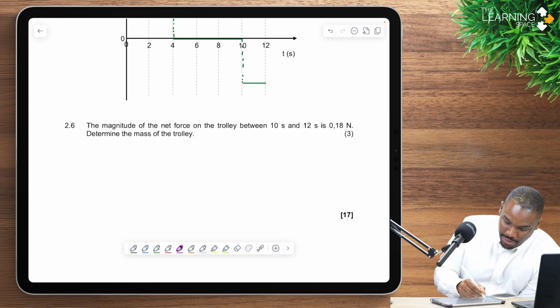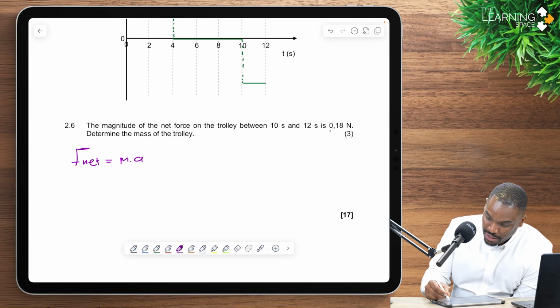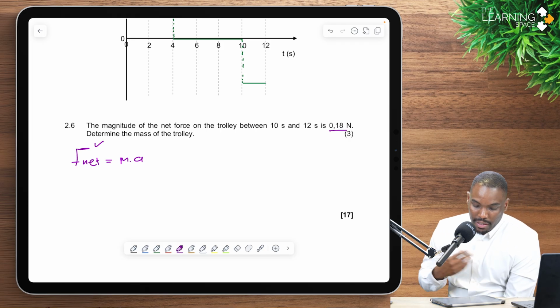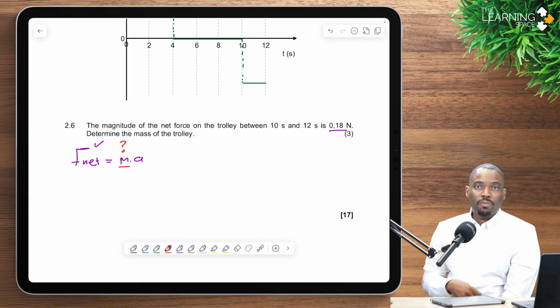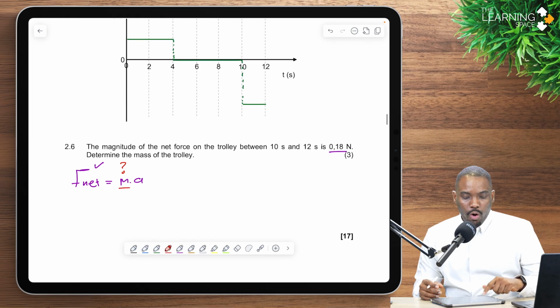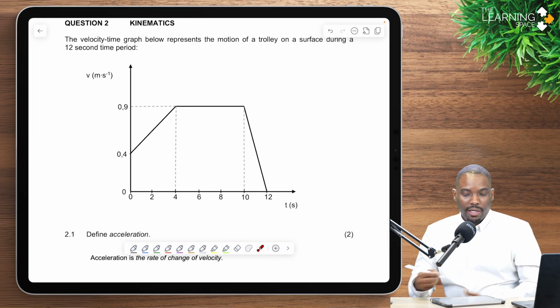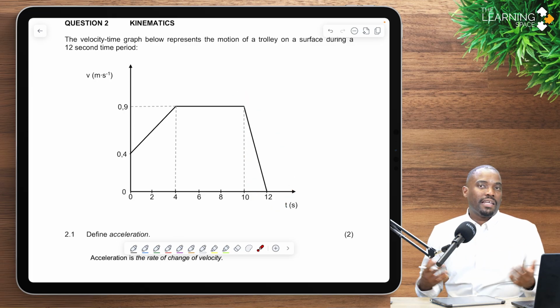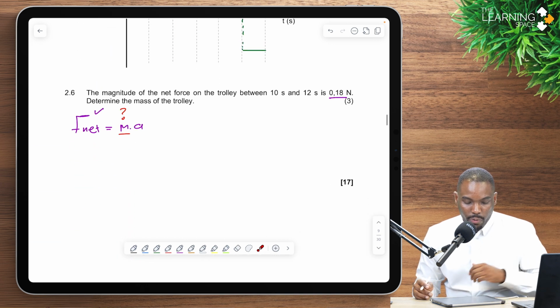So we can jump in here and then say F net is equal to m times a. We were given the net force right there, 0.18, so we've got that. The mass of the trolley is what we're trying to solve, so we're going to leave that as our unknown. And then the acceleration is something that we can work out. The same way we worked out acceleration for the first part of our graph, we'll work out the acceleration for the last part of our graph, that 10 to 12 seconds, simply by finding the gradient of my curve. So let's quickly jump into that question and solve it.